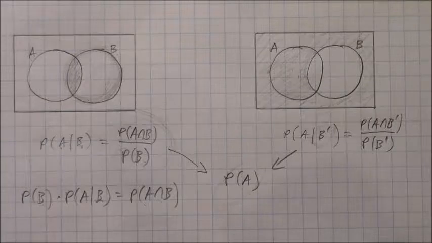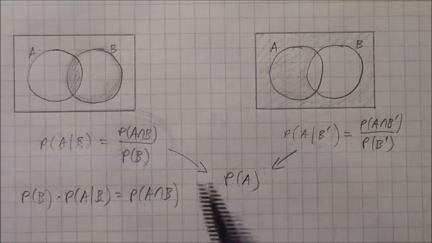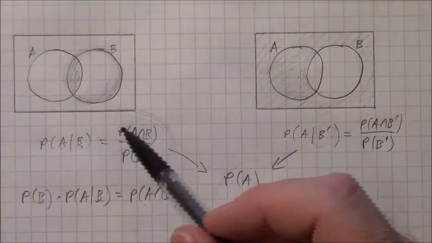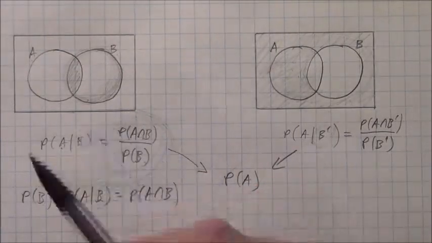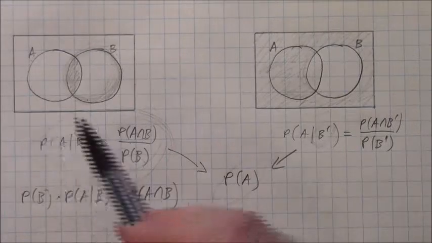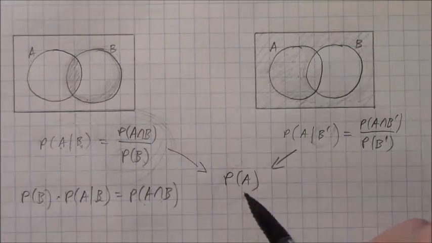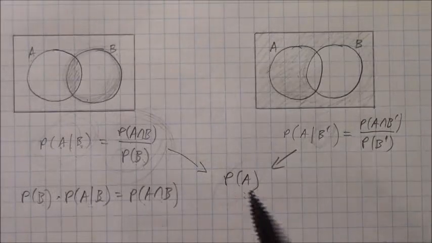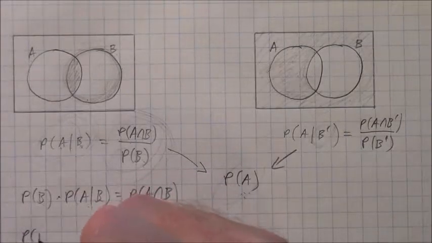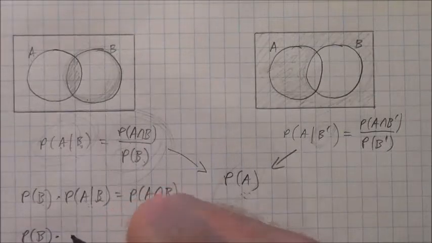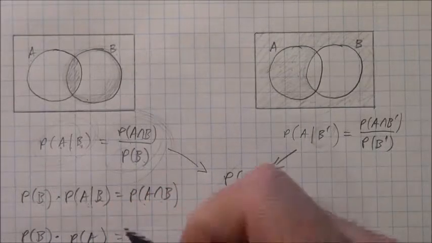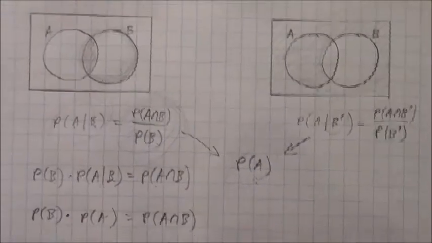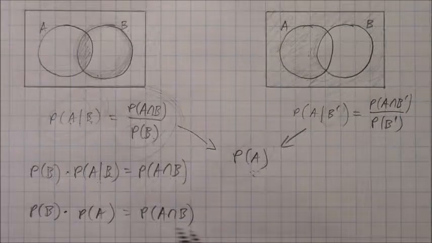And the fact that these are independent events, well, if this side here is equal to this side, then that means that this must equal the probability of A. So we can replace this with the probability of A. Therefore, the probability of B multiplied by the probability of A equals the probability of the intersection of A and B. Therefore, now we have a test also.